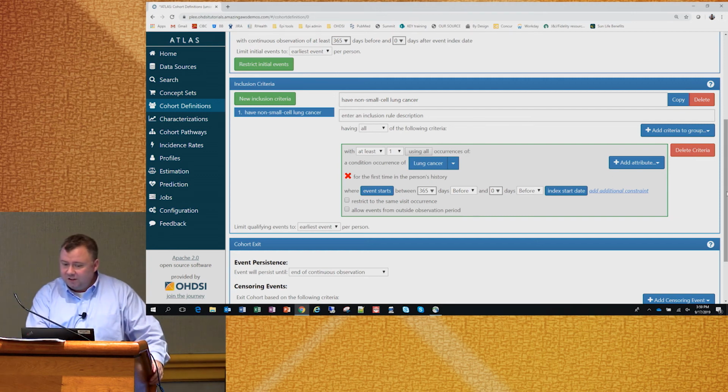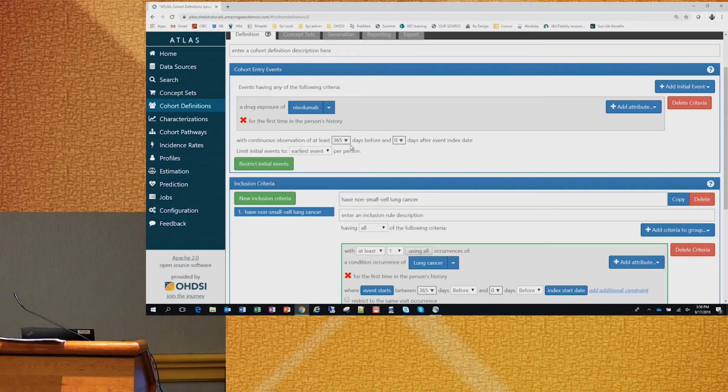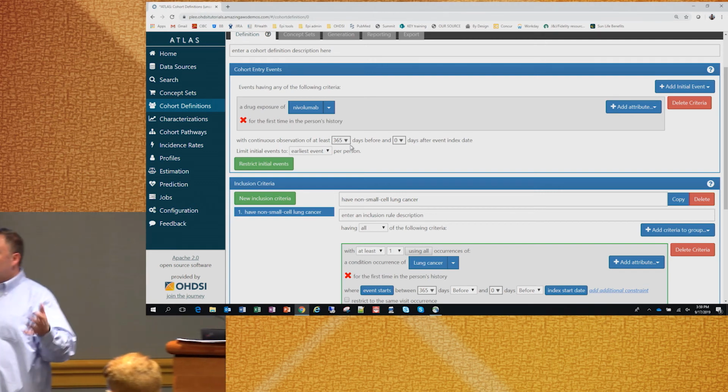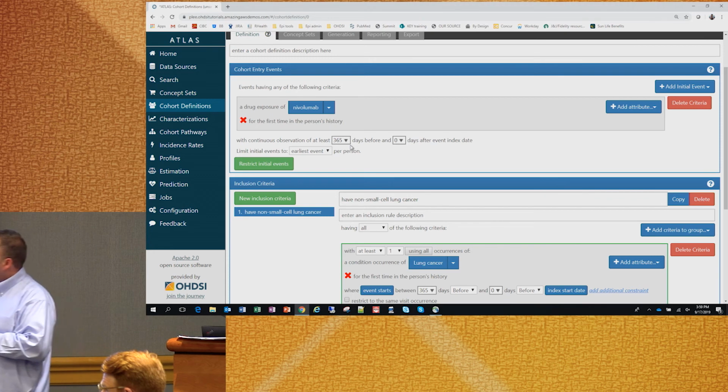No, so this is saying, let me scroll back up. Yeah, you're looking at this right here. What this is saying is the person has to be in the database for at least a year before their first exposure to the drug. And the reason for that is twofold. First is we want to be confident that it's really their first use and that we're not just getting a prevalent user. And the second reason is because we want baseline medical history so that we can create the covariates to balance the groups. So we need to have some history in the person's record in order to create those features that we put into our propensity score.